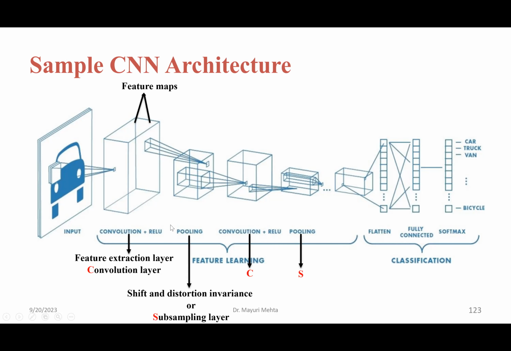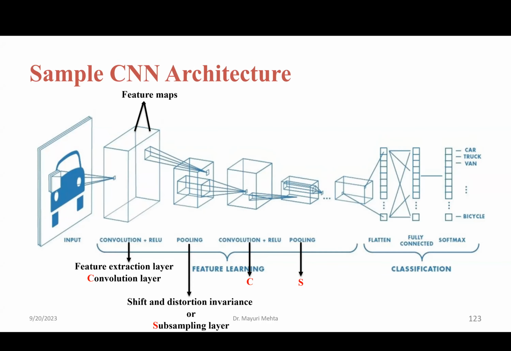Okay, so you can see that now in this figure, this is the feature extraction layer, which is called the convolutional layer. This is the pooling layer. It is also known by these names: shift and distortion invariance layer, or subsampling layer. So this is one convolutional layer and pooling layer. Again, we have a convolutional layer C and a pooling layer, subsampling layer S. So we can have such repetitions. Here you can see three dots.